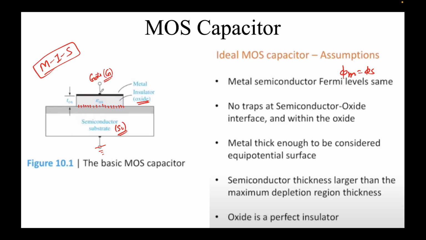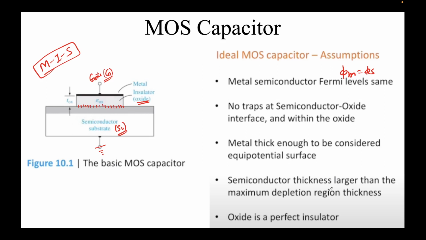Third is that the metal is thick enough that we'll call it an equipotential surface. The metal, I'm talking about here. What this means essentially is that the electric field is uniform across the oxide, and even the electric field that will penetrate into the semiconductor substrate.